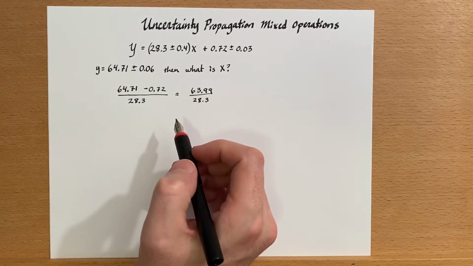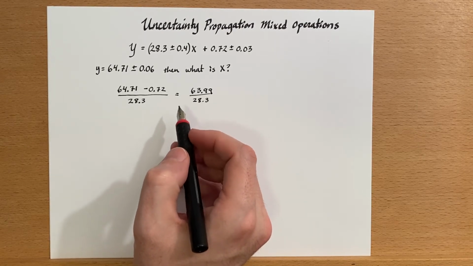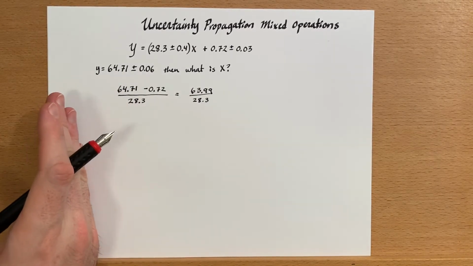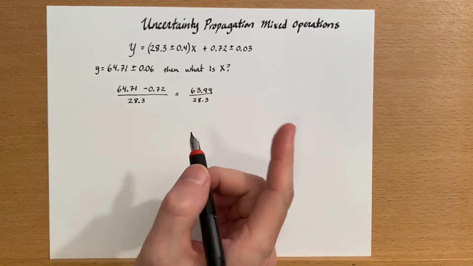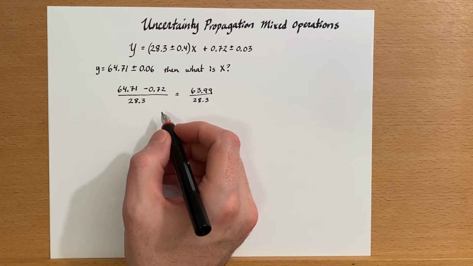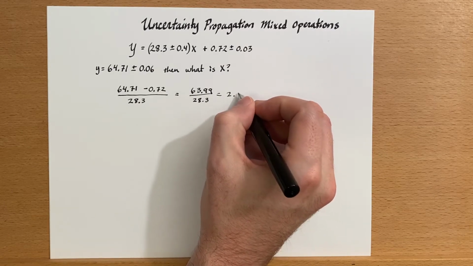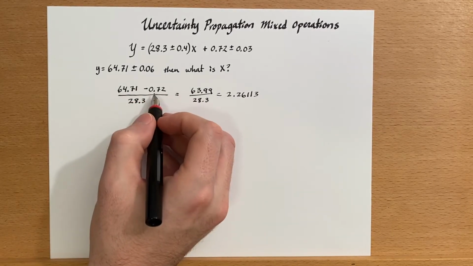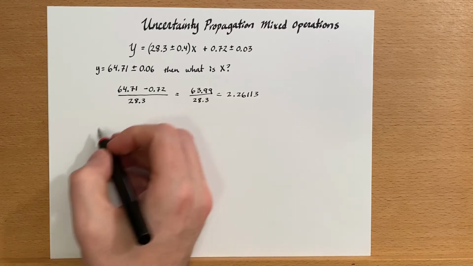Now, if you're doing this all out on paper, you may forget that you need the intermediate values, but if you're doing it on a spreadsheet, you might want to calculate just one step at a time so that you have these intermediate values to employ in the uncertainty calculations. Okay. Now this comes down to 2.26113. Now, let's propagate the error so that I know what the uncertainty is in my 63.99 value.